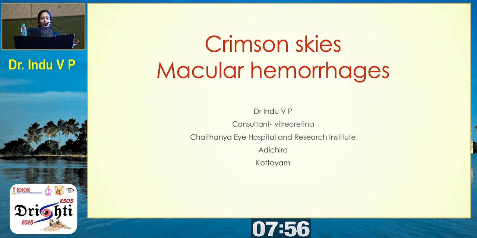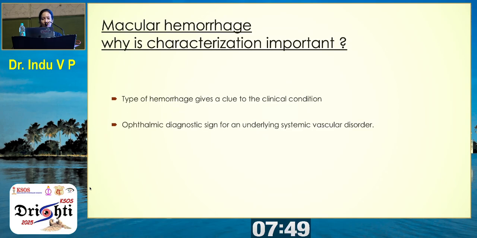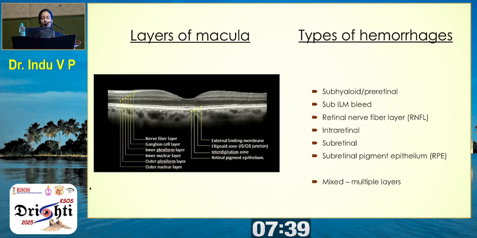So we go to the topic, Crimson Skies: Macular Hemorrhages. Macular hemorrhages occur due to alterations in the retinal or choroidal circulation. So why is characterization important? One, it gives a clue to the clinical condition, and two, it is a diagnostic sign for an underlying systemic vascular disorder. Based on which layer the hemorrhage happens in, it can be divided into subhyaloid or preretinal hemorrhage, sub-ILM bleed, an RNFL bleed, intraretinal bleed, subretinal and sub-RPE bleed, and very rarely they can be mixed bleeds which happen in multiple layers.